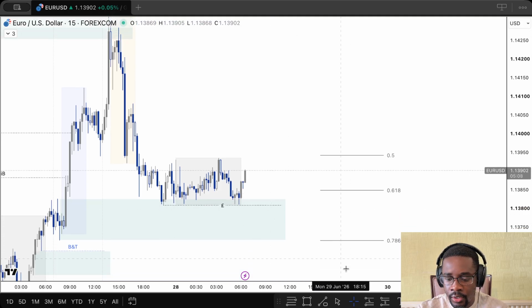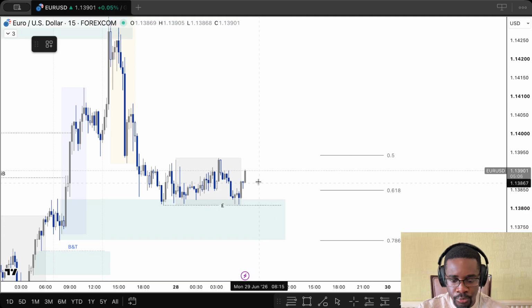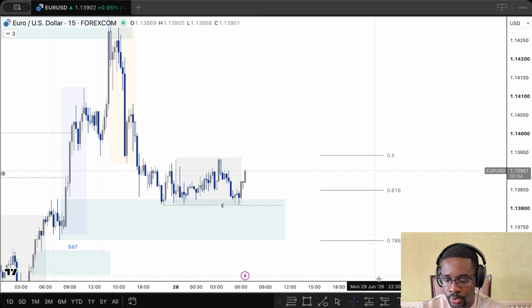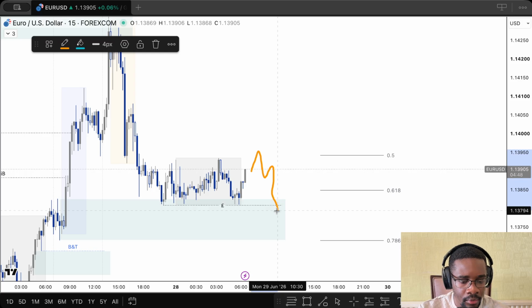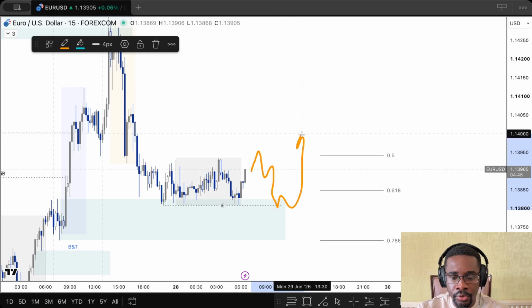So if we get a reaction, my anticipation right now would be that price will drop, sweep these areas, mitigate one more time, have a deeper mitigation into this area, and then once that happens, I can confidently start to look for longs.